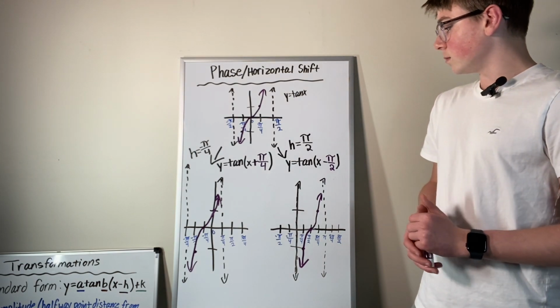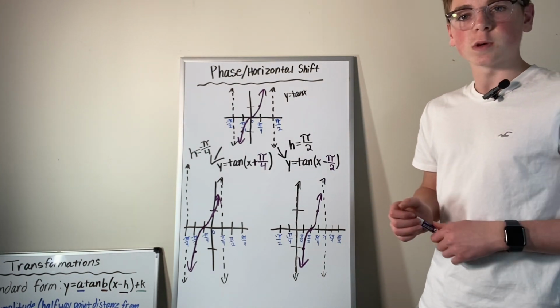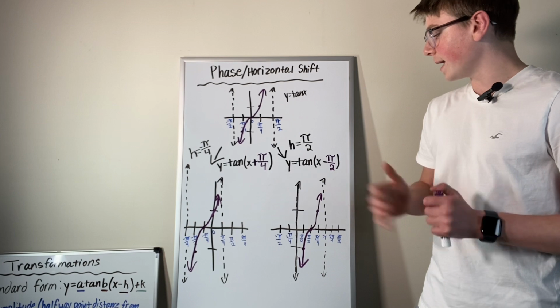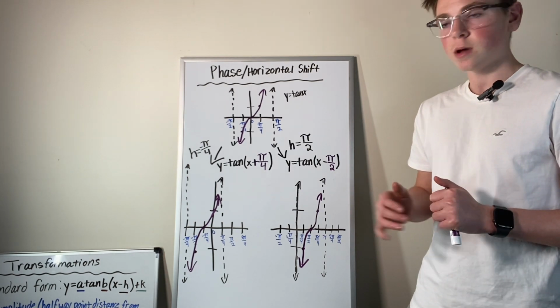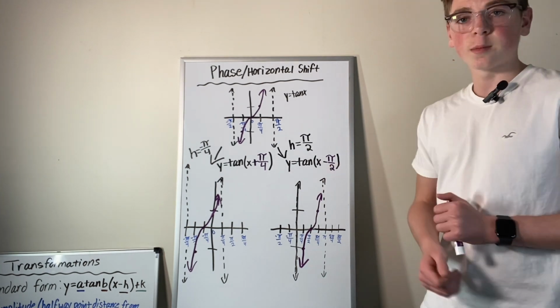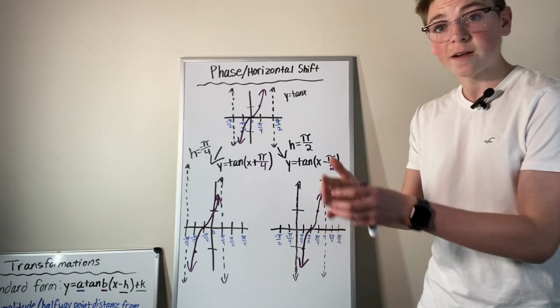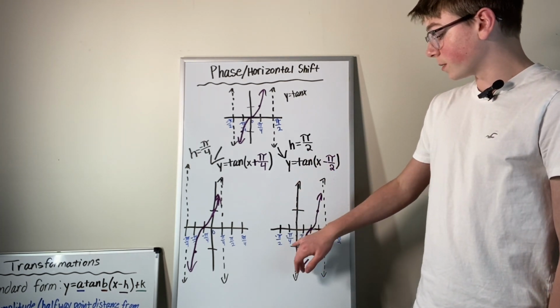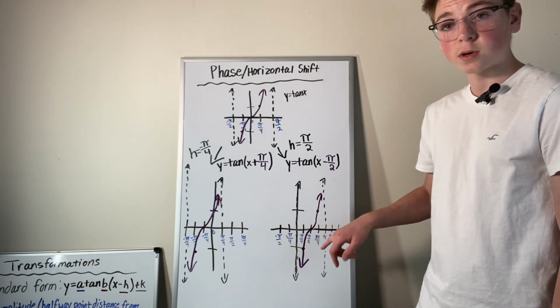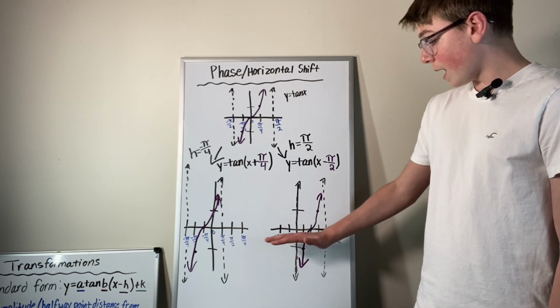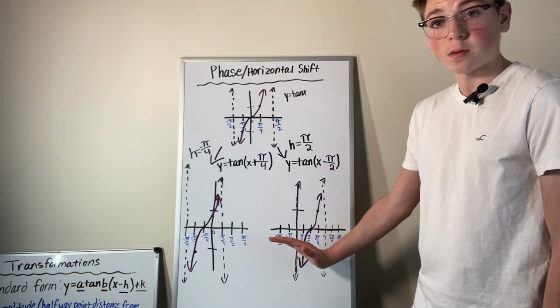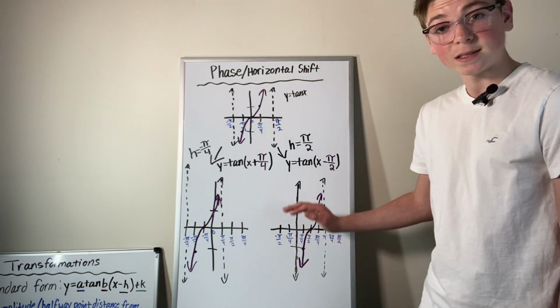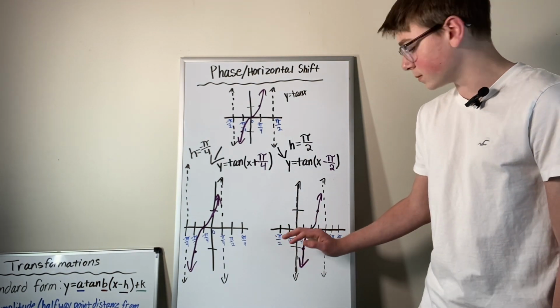Then let's just say, what if h equals pi over 2? Then we have y equals tangent of x minus pi over 2. Since this is a minus here, we are moving to the right. So just shift every point over pi over 2 to the right. So 0, 0 is now pi over 2, 0. Our asymptote at negative pi over 2 is now 0. So the y-axis is now a vertical asymptote.